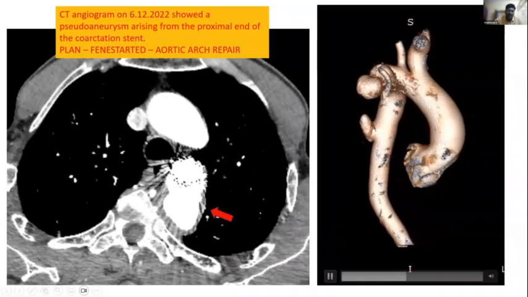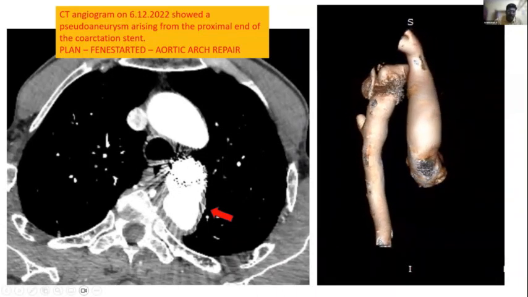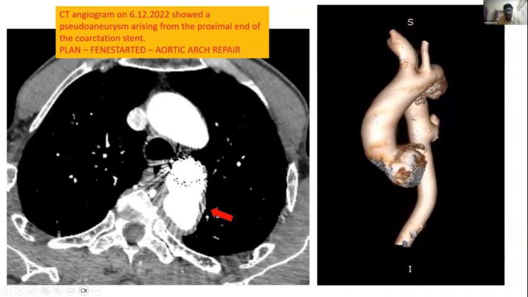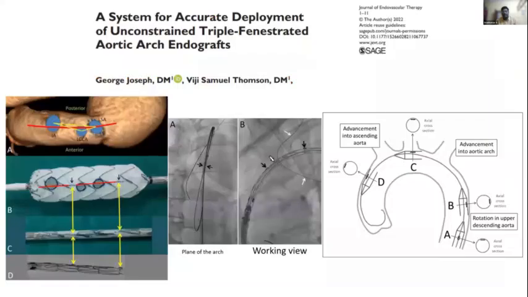The problem with the CP stent is it makes a lot of artifacts. In fact, we were confused whether these were small air pockets, which would mean an infected sac. So after analyzing the CT angiogram, our plan was to do a fenestrated aortic arch repair. Then how to do a fenestrated total aortic arch repair? This is a paper we published recently.